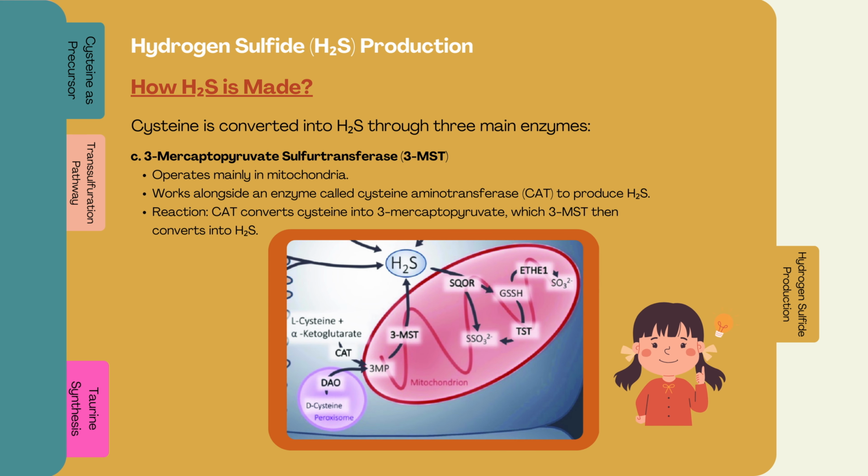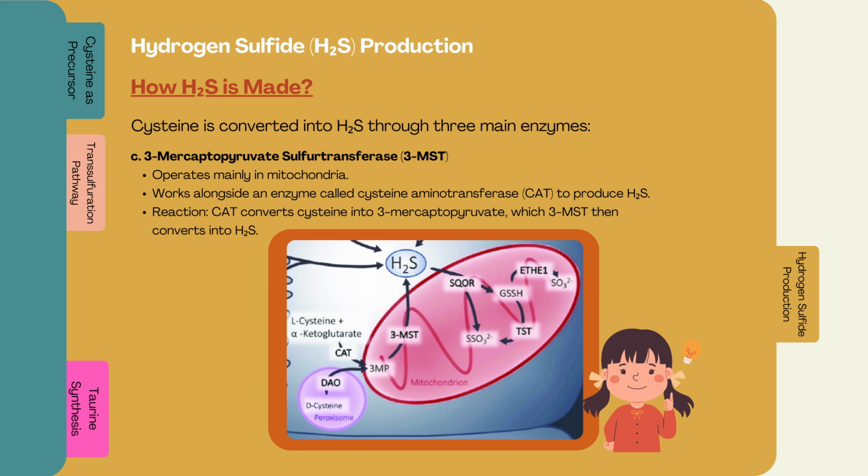Lastly, 3-mercaptopyruvate sulfurtransferase, 3-MST, functions primarily in mitochondria. It works in tandem with an enzyme called cysteine aminotransferase, CAT, which first converts cysteine into 3-mercaptopyruvate, a precursor that 3-MST transforms into H2S.